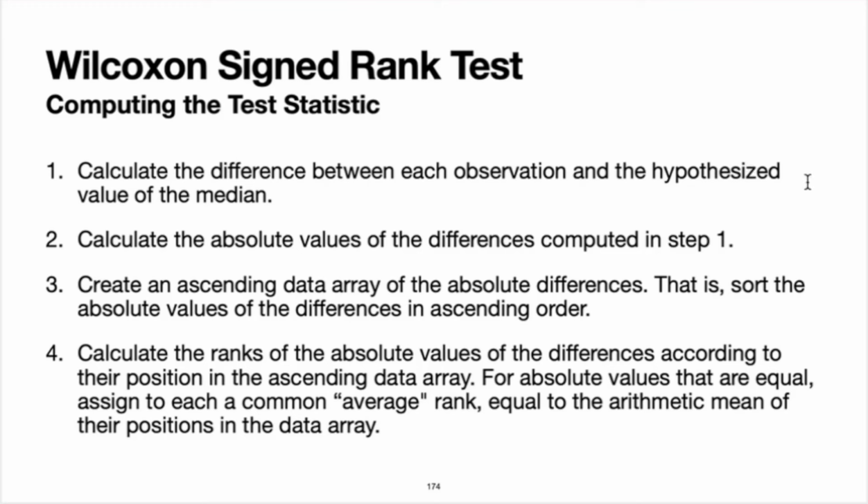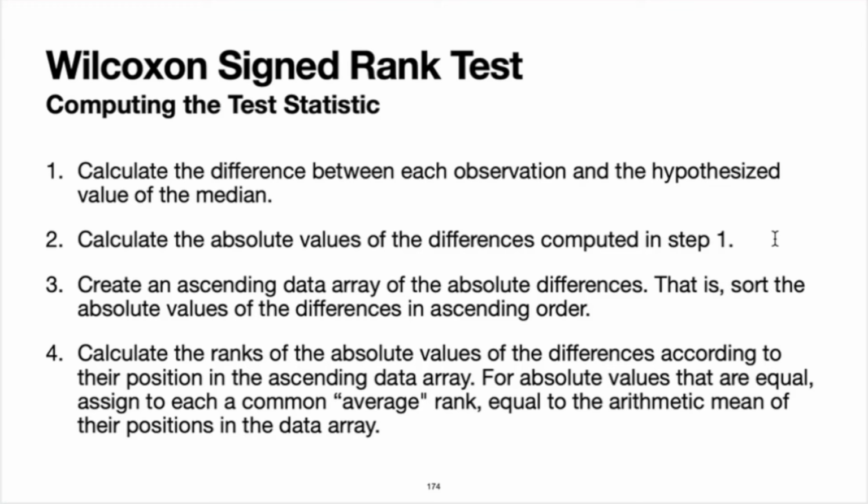If you'll think back to the sign test, we did that same thing. And then what we did was count the number of differences that were positive, or count the number of observations that were strictly greater than the population median. But calculating this Wilcoxon signed rank test is much more involved, as we'll see here.